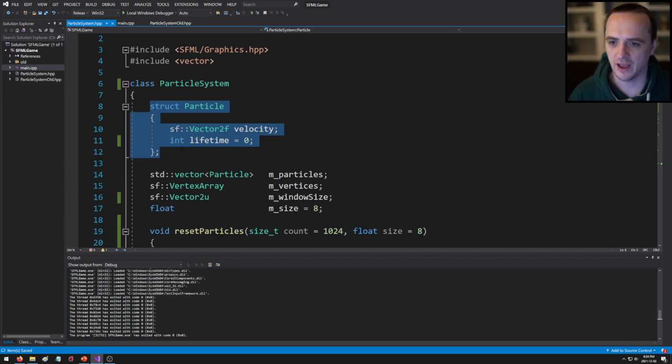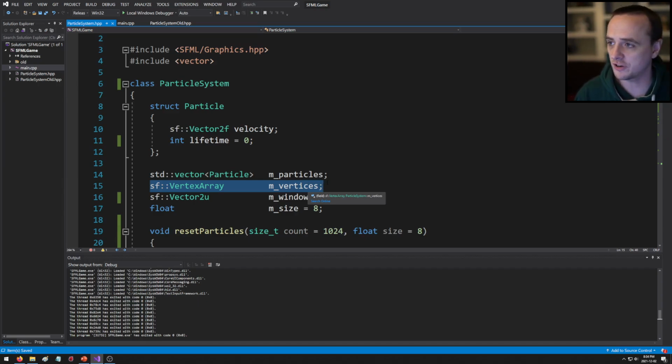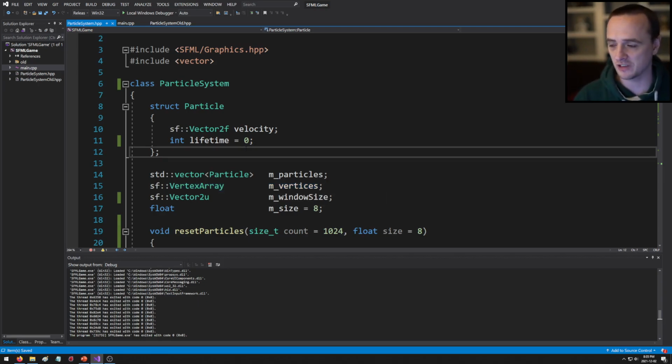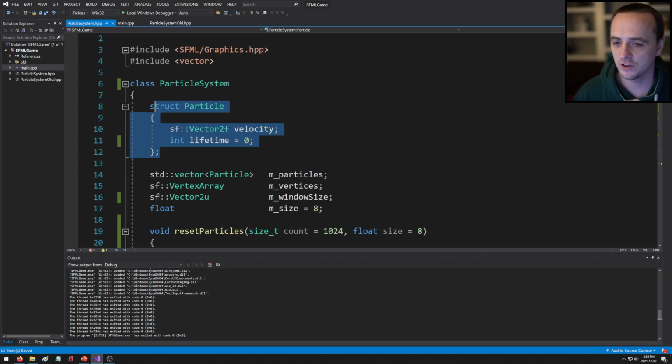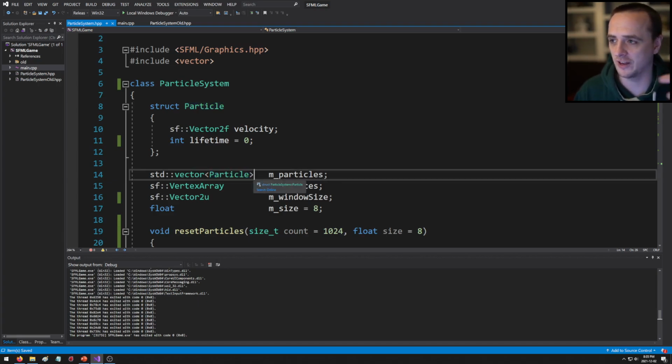And the reason for that is because the position data and the color data is going to be inside the vertex array anyway. So I'm using as little memory as possible here because I may have hundreds of thousands of these things. So all of the positions and all of the colors of the particle are going to be stored in the vertex array. And this other data is just the stuff that actually defines the physics of the particle, not the look of the particle.